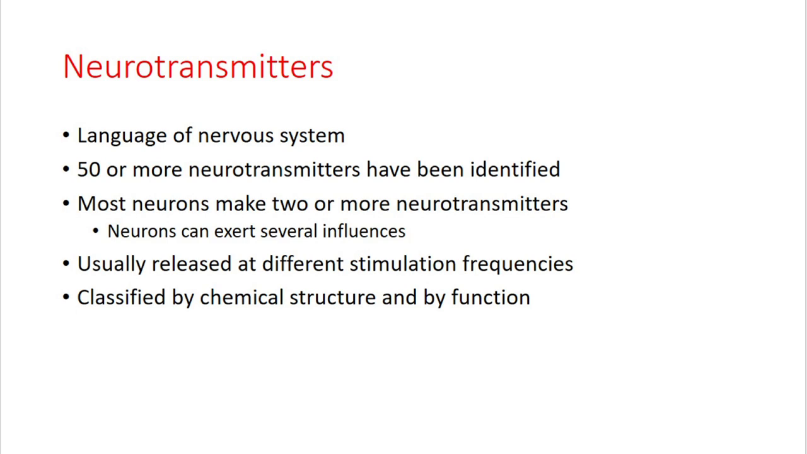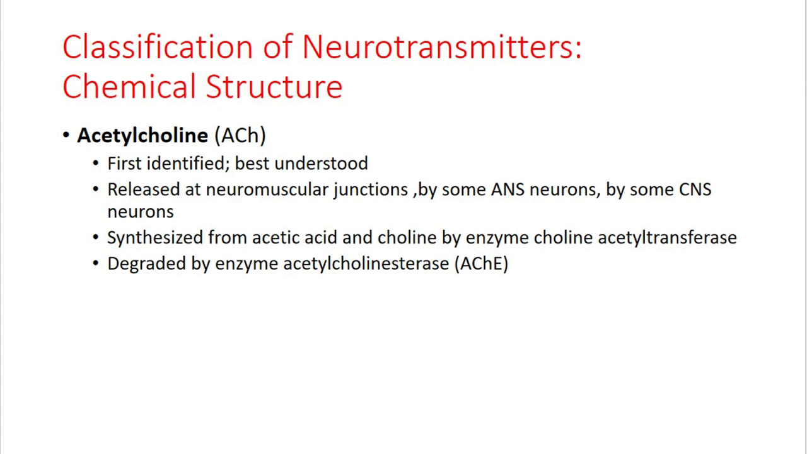So let's start by looking at one you should be familiar with, which is acetylcholine. Now, it was first identified and it's the best understood. It's released at neuromuscular junctions, but also by some autonomic nervous system neurons and some central nervous system neurons. It's synthesized from acetic acid and choline, and that's going to be synthesized by the enzyme choline acetyltransferase. And we should already know that it's degraded by the enzyme acetylcholinesterase, where part of it can be reused at the axon terminal. So when we look at this neurotransmitter, we're essentially looking at one that's almost always excitatory, but is especially always excitatory on skeletal muscle cells.